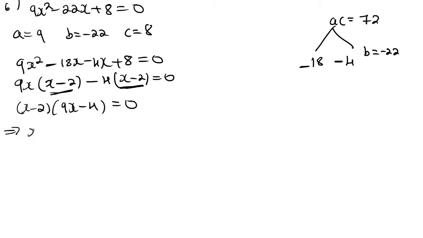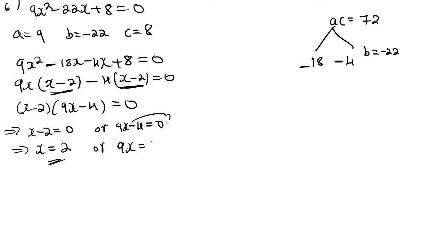This implies x minus 2 equal to 0 or 9x minus 4 equal to 0. This implies x value equal to, take minus 2 to right hand side, x value equal to 2, or 9x value equal to, take minus 4 to right hand side, you will get plus 4. This implies x value is equal to 2 or x value equal to 4 by 9.